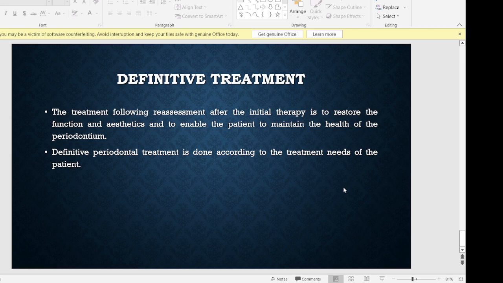Definitive treatment. The treatment following reassessment after the initial therapy is to restore the function and aesthetics and to enable the patient to maintain the health of the periodontium. Definitive periodontal treatment is done according to the treatment needs of the patient.